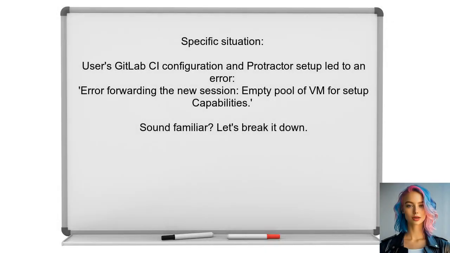Let's look at the specific situation. One user reached out with a configuration in their GitLab CI file and a protractor configuration file. They encountered an error when trying to run their tests. Sound familiar? Let's break it down.